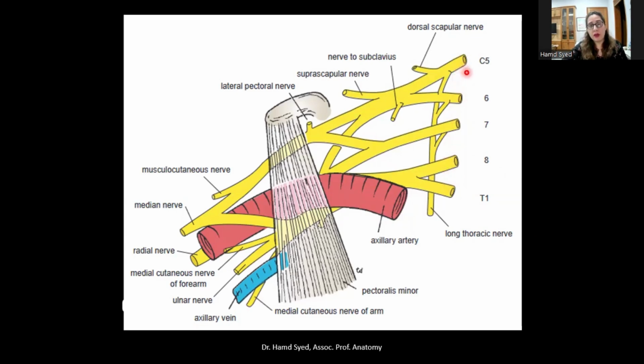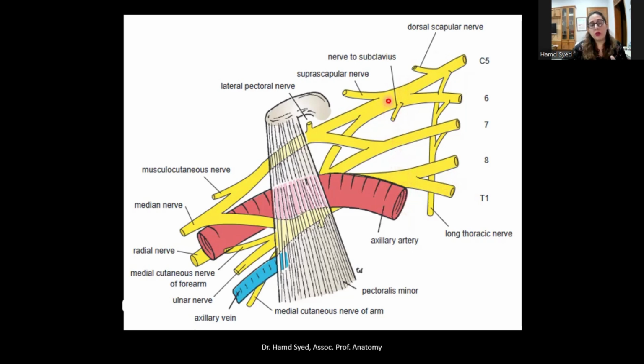The roots are the 5th cervical, 6th, 7th, 8th cervical, and then the first thoracic spinal nerves, C5 to T1. These are the roots of the brachial plexus, the anterior rami of the 5th cervical to 1st thoracic spinal nerves. Now over here you can see that the 5th and 6th roots are going to unite to form this upper or superior trunk of the brachial plexus. Whereas you can see the 7th is continuing as the middle trunk, whereas C8 and T1 will unite to form the lower or inferior trunk of the brachial plexus. So this is the region of the trunks of the brachial plexus.